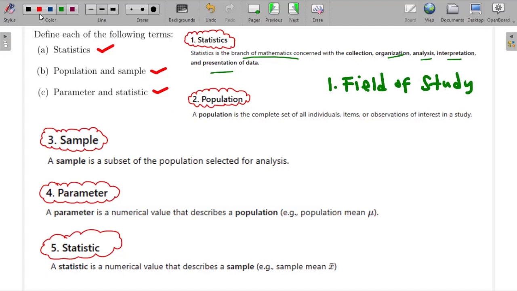And then what is a population? A population is simply a complete set of all individuals, items, or observations of interest in a study. And then when we talk about a sample, it will just be a subset of the population selected for a certain analysis.